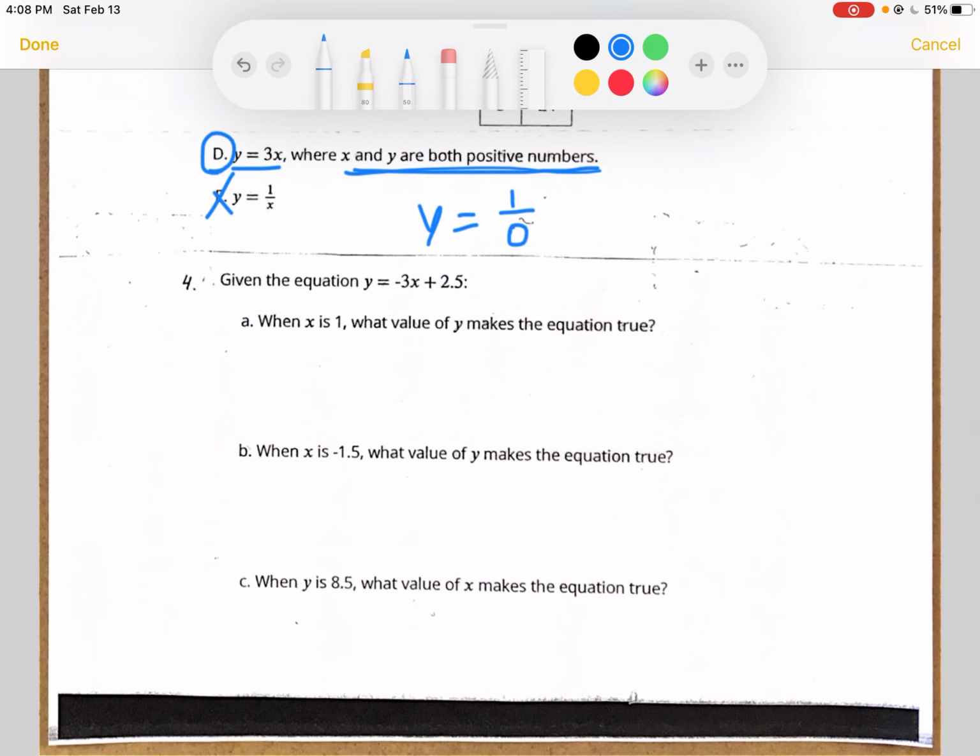Last example here, number 4. Given the equation y equals negative 3x plus 2.5, then on part A it says, when x is 1, what value of y makes the equation true? So all you need to do here is plug in these numbers. When x is 1, y equals negative 3 times 1 plus 2.5. So y equals negative 3 times 1, it's going to be negative 3, plus 2.5, and then I need to add those two numbers, okay?